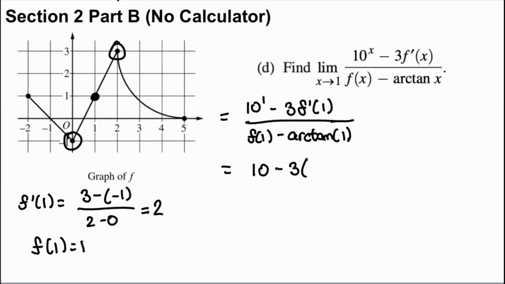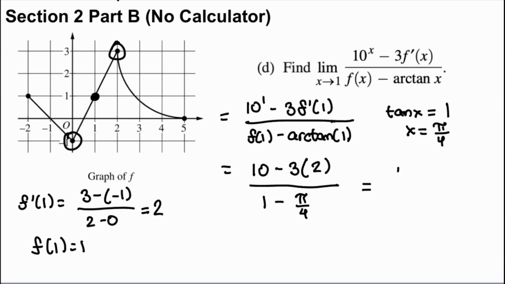So 10 minus 3 times 2 over 1 minus arctan of 1. This is going back to some pre-calc days. We want to find the value of x that makes tangent equal to 1, and that x value is equal to pi over 4. So the value of arctan of 1 is pi over 4. Simplifying this down a little bit further, 10 minus 6 over 1 minus pi over 4. So you get a final answer of 4 over 1 minus pi over 4. You could simplify further, but this is the extent to which the scoring guidelines go, so I won't touch it any further.